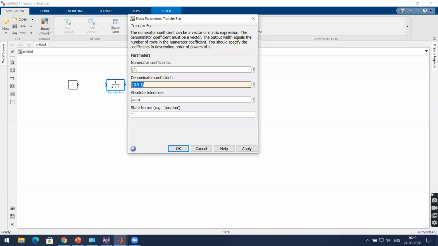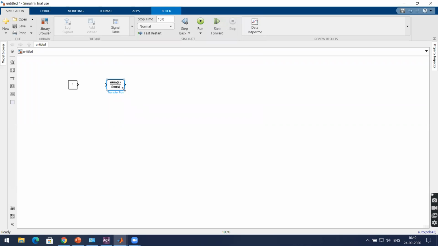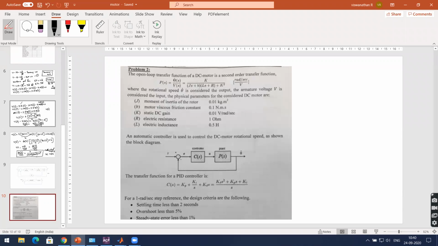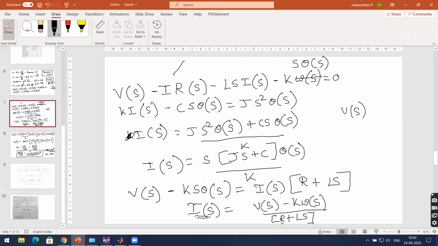Okay. So here I have put 0.5 and 1. Why 1? Resistance R is 1, sir. R is 1. Okay. So if you just make it bigger, you can see it is 0.5s plus 1. Okay. Now coming back to this. Okay. 1 divided by R plus Ls is done.